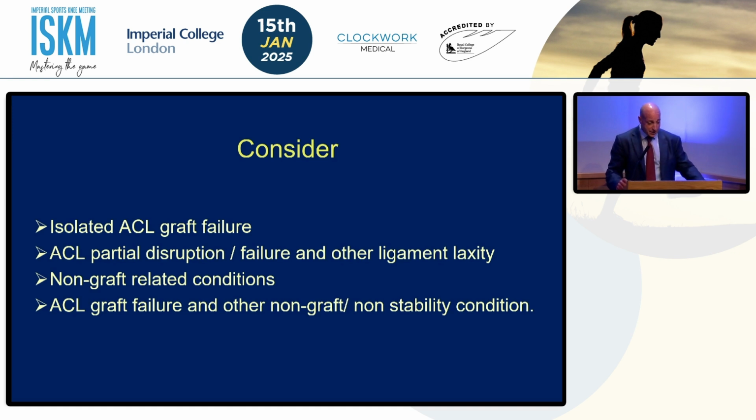So you can break it into subsections in terms of algorithms, but you can have isolated graft failure, you can have secondary other ligamentous laxities, you can have non-graft related conditions in combination or separately, and you've got to be ready to deal with all of them. I'm sure somebody's already addressed to you, right at the beginning, the real importance of the meniscus instability, because that's really key.